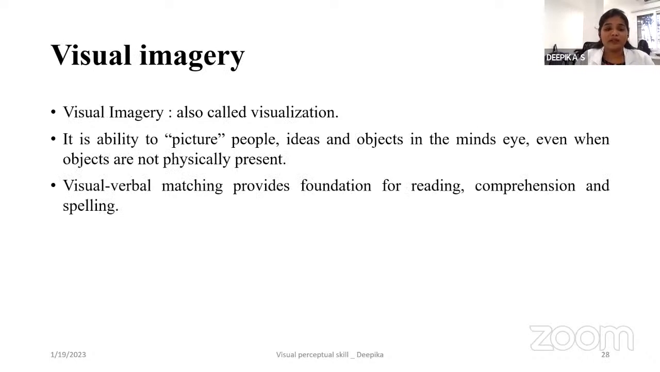And the next one is visual imagery. Visual imagery is also known as visualization. It is the ability to picture people, ideas, and objects in the mind's eye, even when the objects are not physically present. Visual verbal matching provides the foundation for reading, comprehension, and spelling.